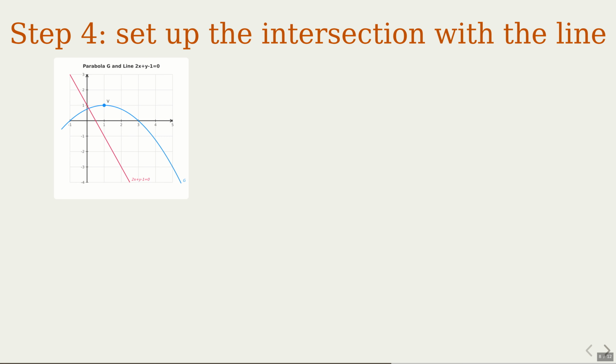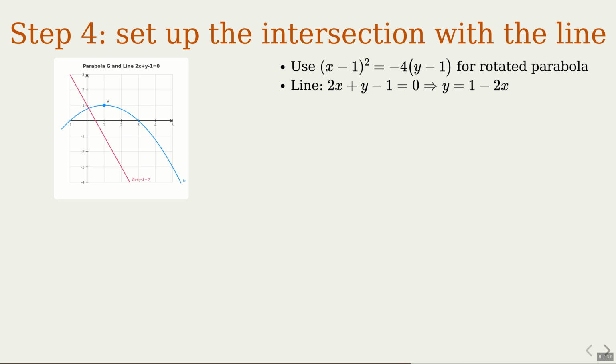Now we are ready to combine the rotated parabola with the given line. In our usual coordinates, the rotated parabola satisfies (x − 1)² = −4(y − 1). The line has equation 2x + y − 1 = 0, which we can rewrite as y = 1 − 2x. So to find intersection points, I should plug that expression for y into the parabola equation. Yes, that will produce a single equation in x whose solutions correspond to intersection x coordinates.